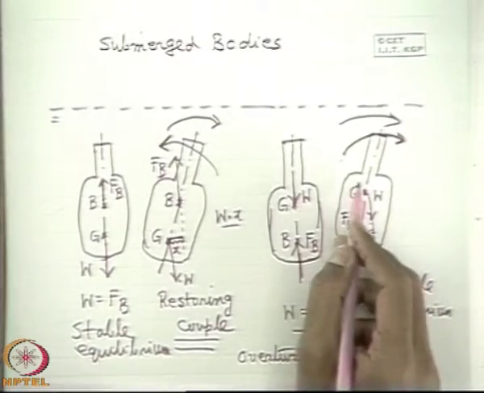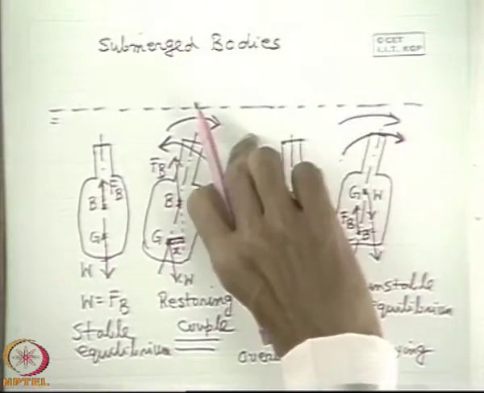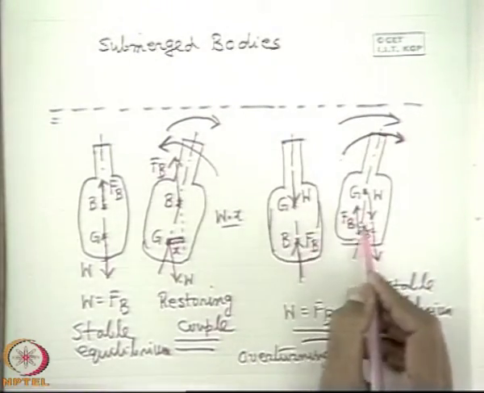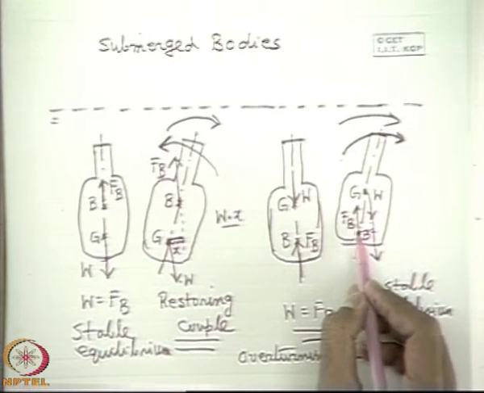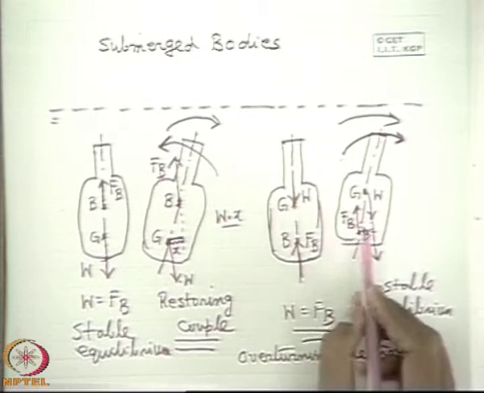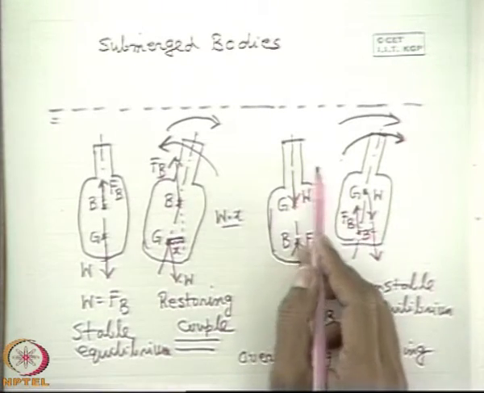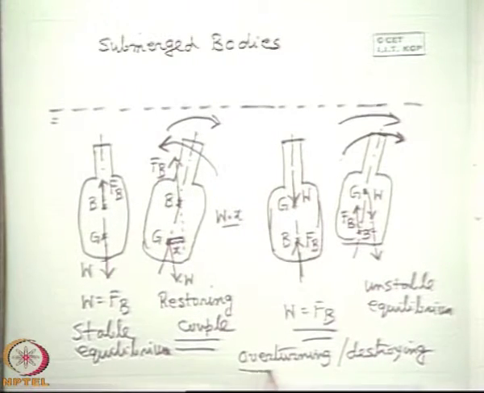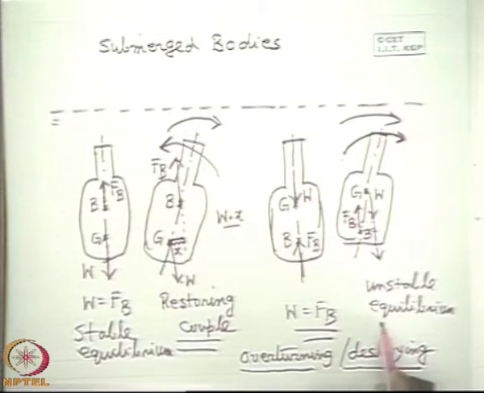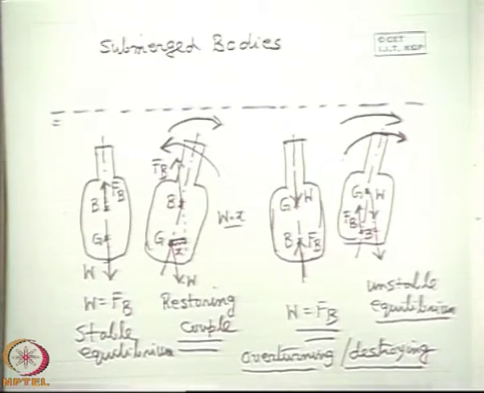Therefore we see in this case also, if you give a heel in the left direction, you can again examine that the couple created by the destruction of the collinearity between FB and W will again be in the same direction as the angular tilt, and creates an overturning and destroying couple and makes the equilibrium unstable equilibrium.